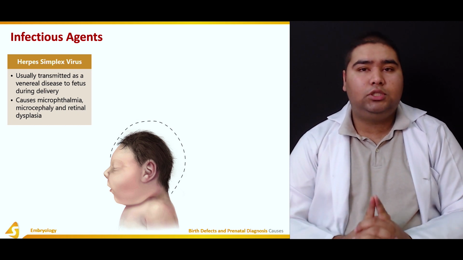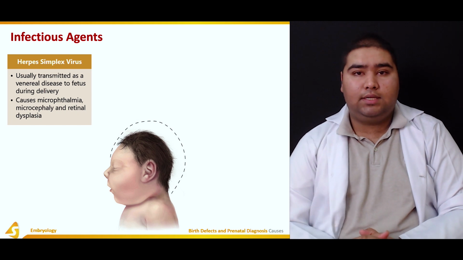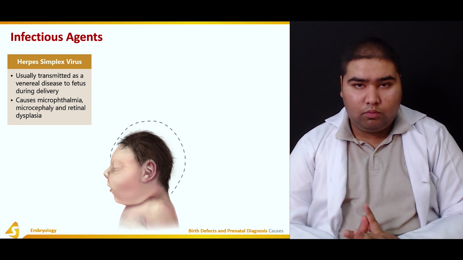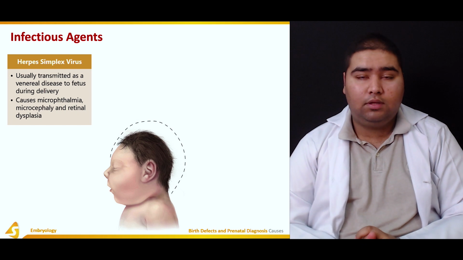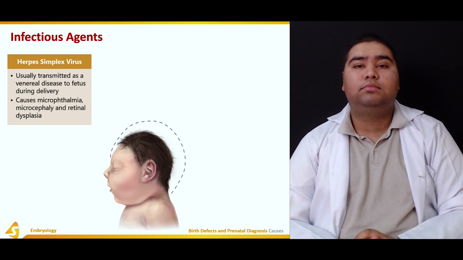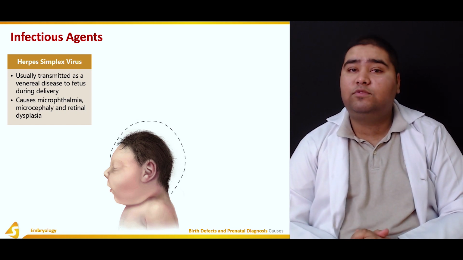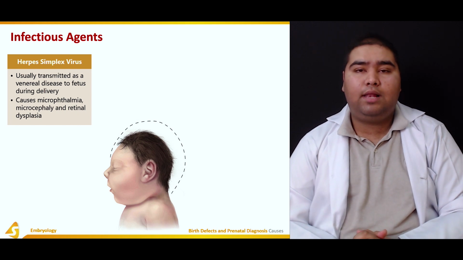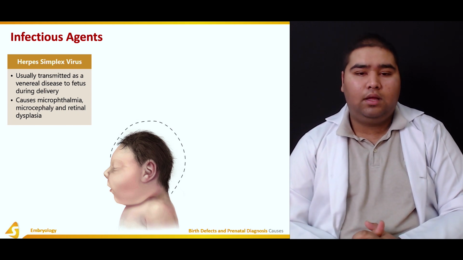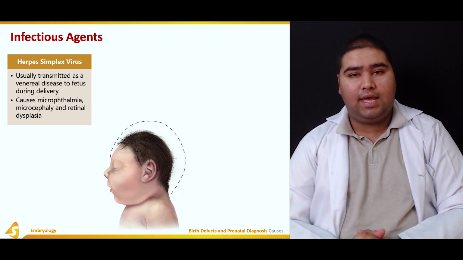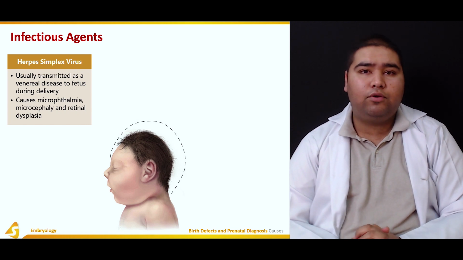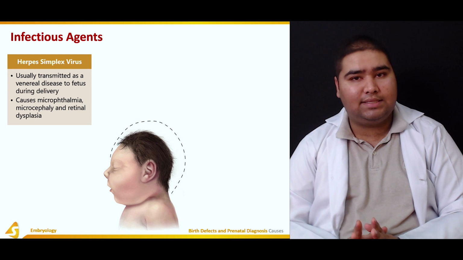So now you'll tell me what microphthalmia is. Now break the word, break it into two. Micro means, yes, small. Ophthalmia comes from eyes. So microphthalmia is small eyes. Microcephaly, again, break the word. Micro is small, cephaly is head.